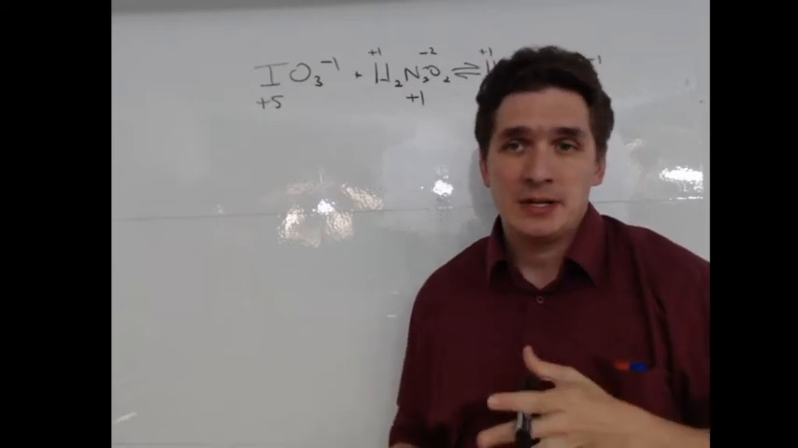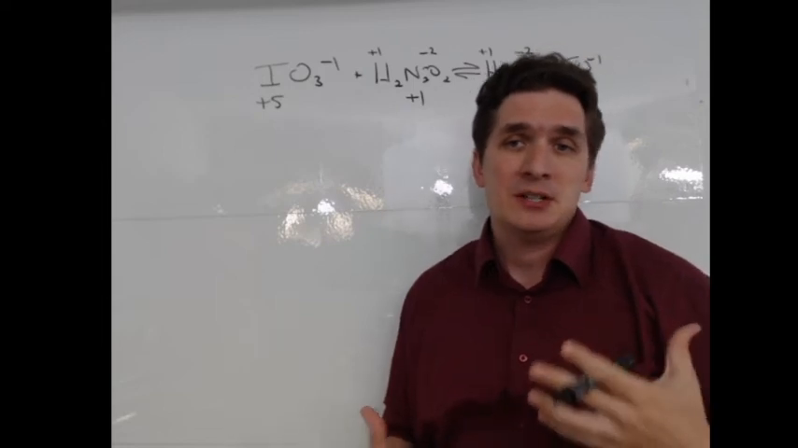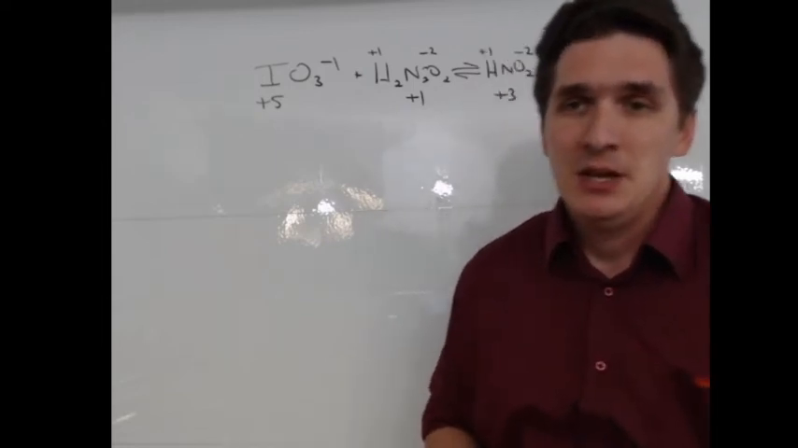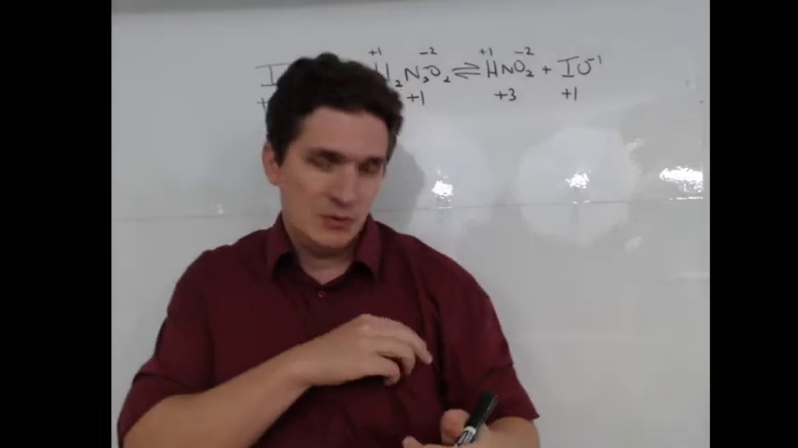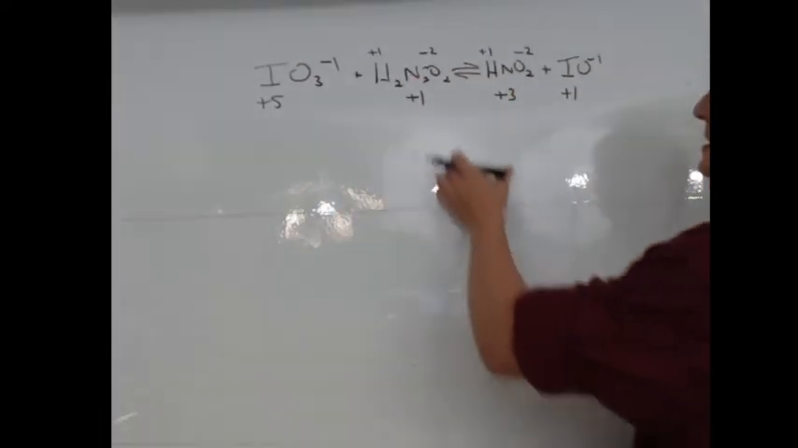I have videos where we actually talk about how to do these, but let's focus on the bigger problem here of actually balancing this redox reaction. So what you need to do is find the oxidized and reduced species. So oxidation is losing, it's becoming more positive.